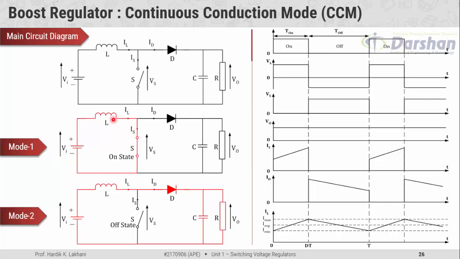During this mode, inductor keeps on storing the energy coming from the supply, and the current starts from the positive terminal of the supply. It passes through the inductor, it flows through the switch and goes back to the source. And this is how the current carries the energy from supply and delivers it to the inductor. So during this interval, the voltage across inductor is same as the supply voltage because the switch acts as a short circuit element and inductor gets connected to the supply.